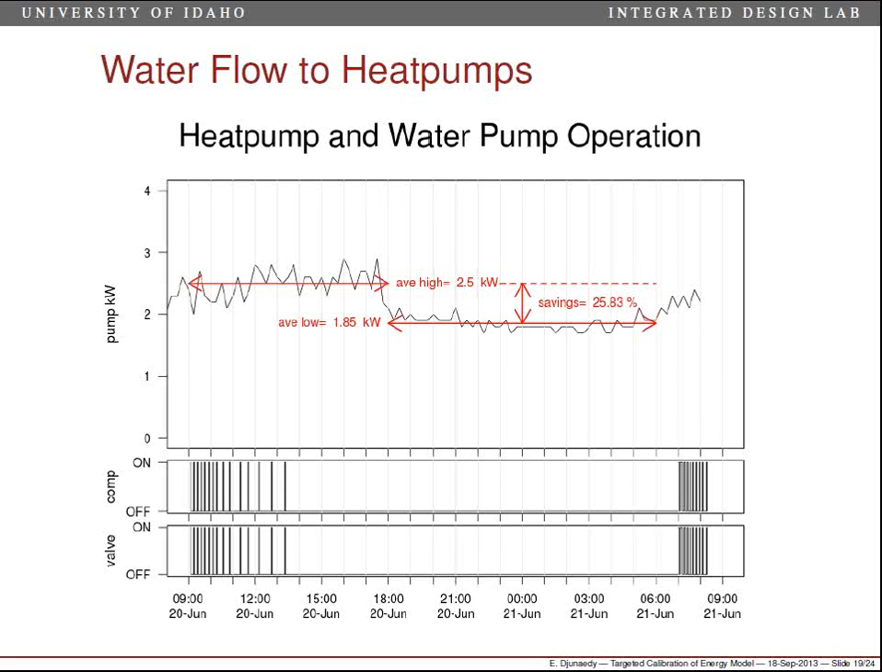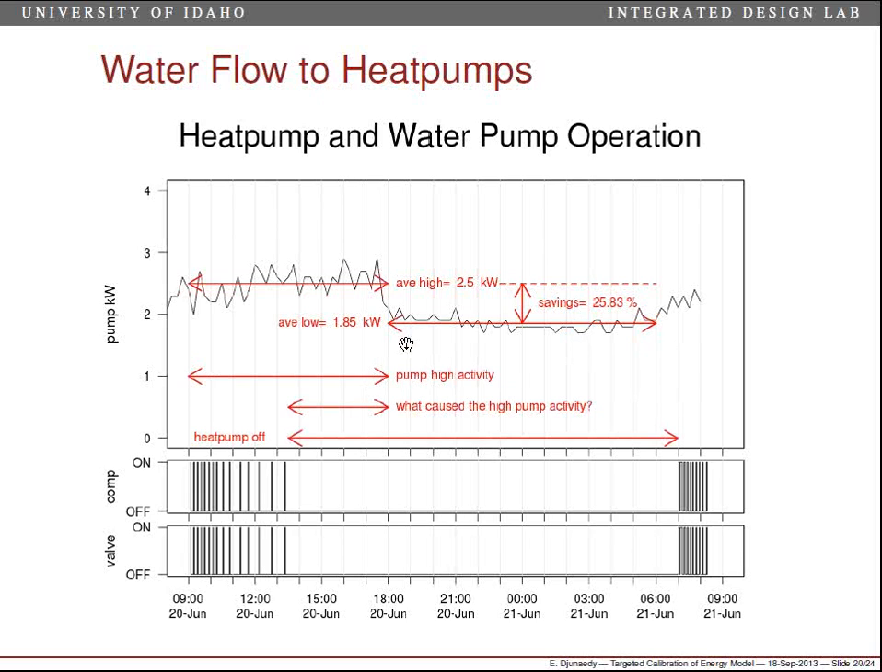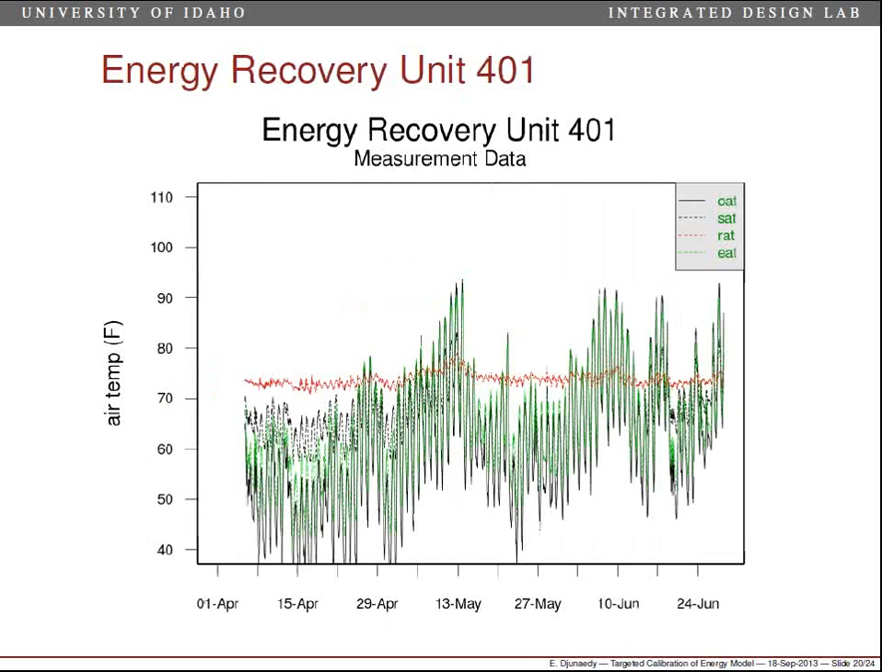What's wrong? Okay? So, I think this is part of the reason that the energy meter has more energy consumption than the model. One possible answer. Okay, we can tweak that. So there is high pump activity in that area. But what causes the high pump activity? Is there a missing isolation valve that doesn't really work? That needs to be tracked down.